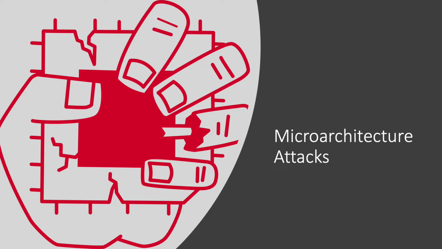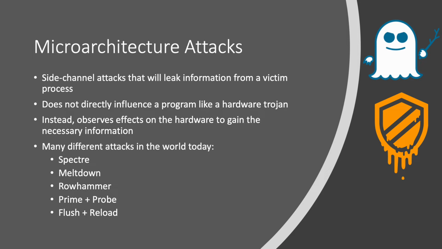Next, let's talk about microarchitecture attacks and how they were observed in this class. What are microarchitecture attacks? They are side-channel attacks that will leak information from a victim process to an attacker. Unlike hardware Trojans, they do not directly influence the victim program or the circuitry that makes up the hardware. Instead, they reveal information by observing effects that the victim process may have on the already manufactured, Trojan-free hardware.